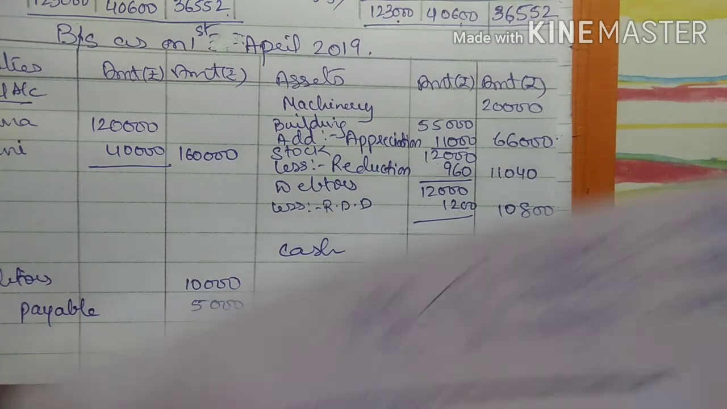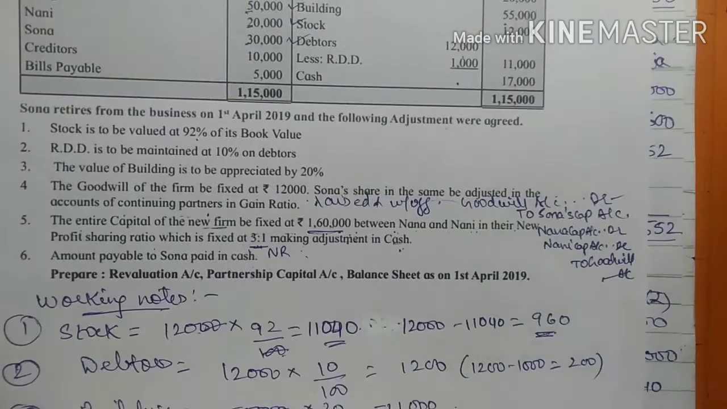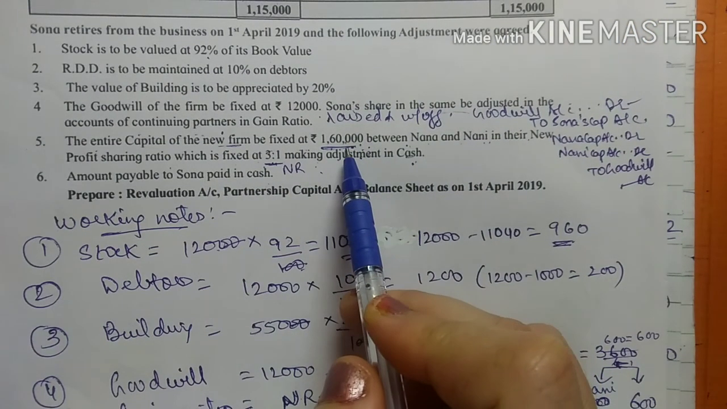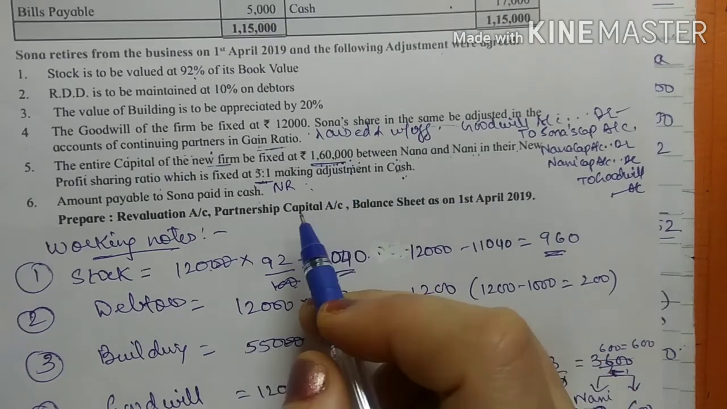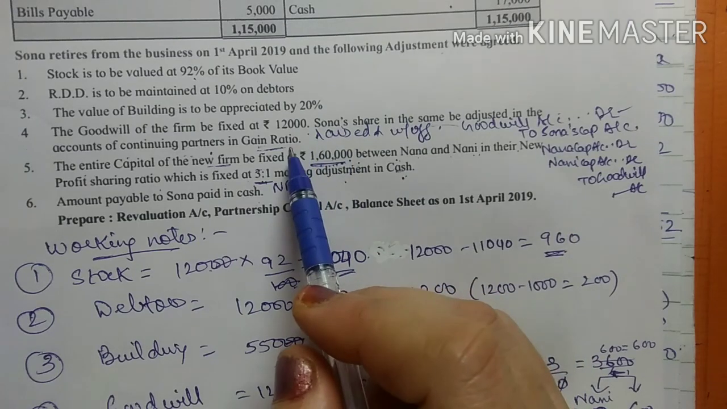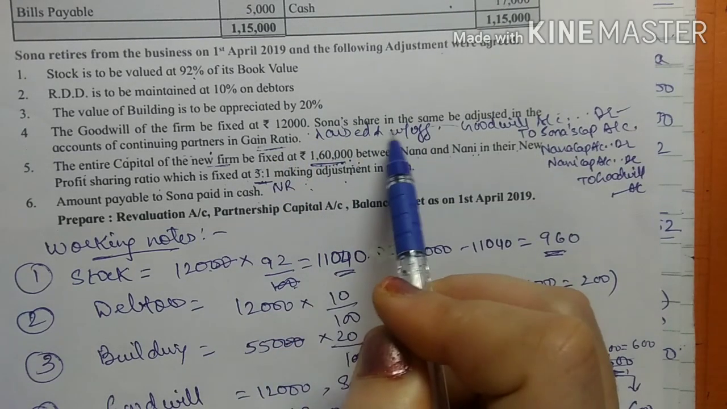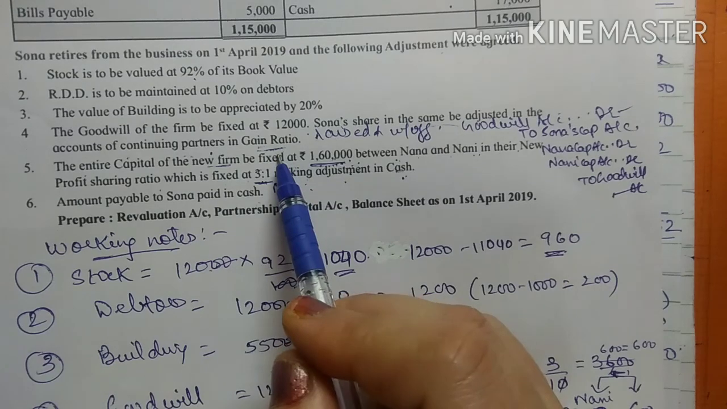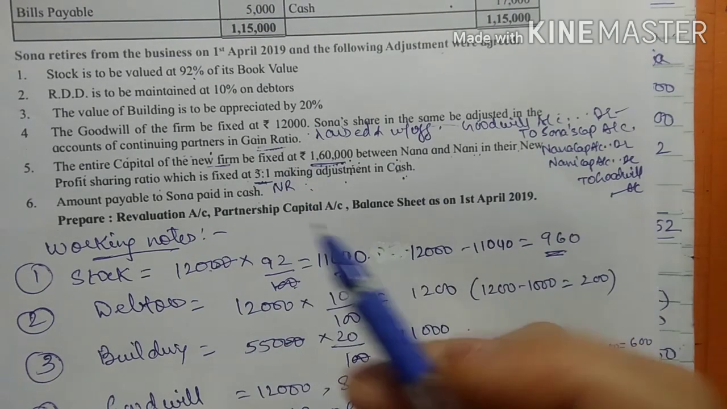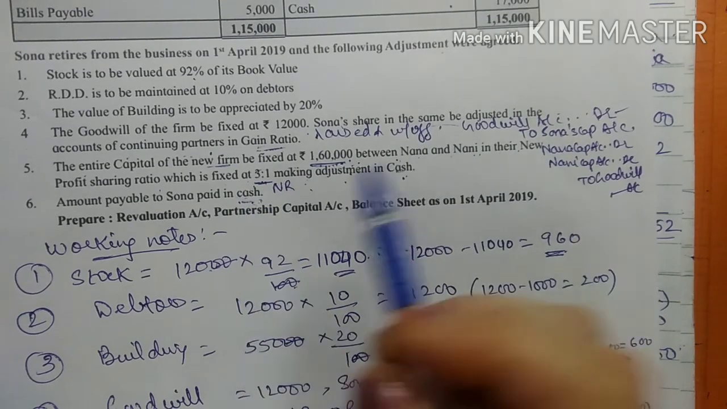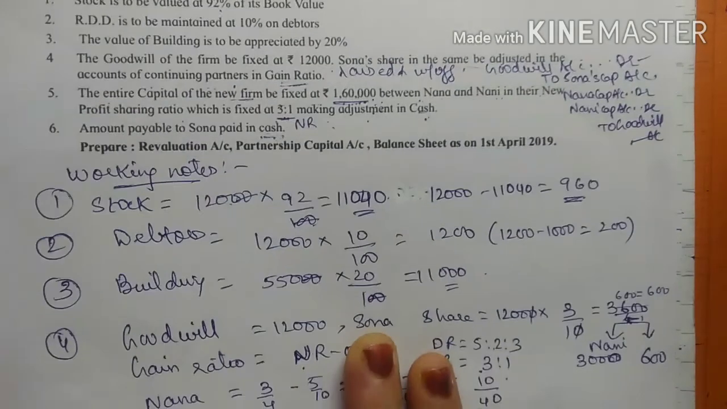So in this problem, the important thing is that in retirement they have first of all asked you to do this capital account adjustment in the new ratio. Moreover, they have given you the new ratio in the problem, but then also they want this adjustment of write off of goodwill to be done in the gain ratio. So you have to calculate the gain ratio, and in this problem even the amount is directly paid to the retiring partner. Okay, thank you.